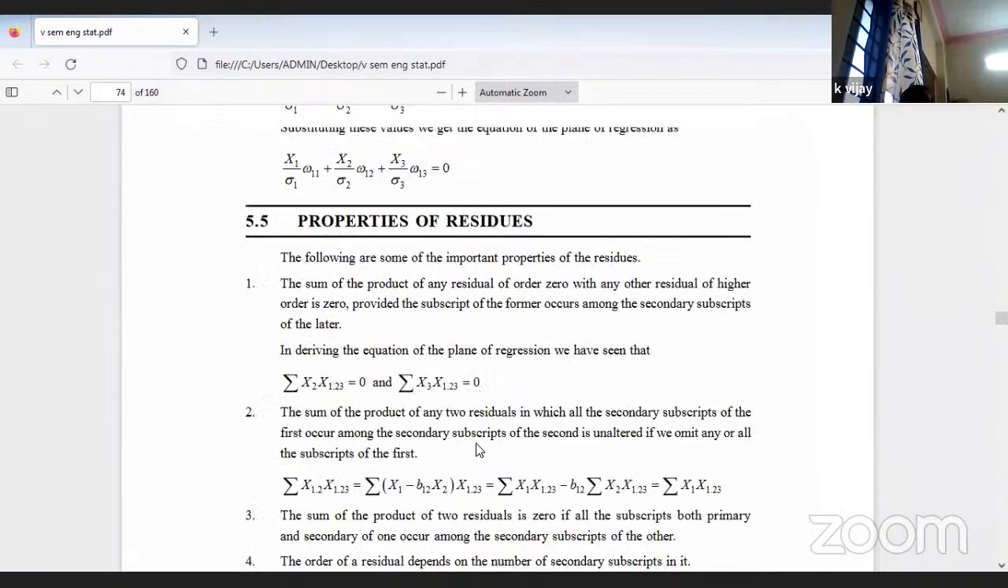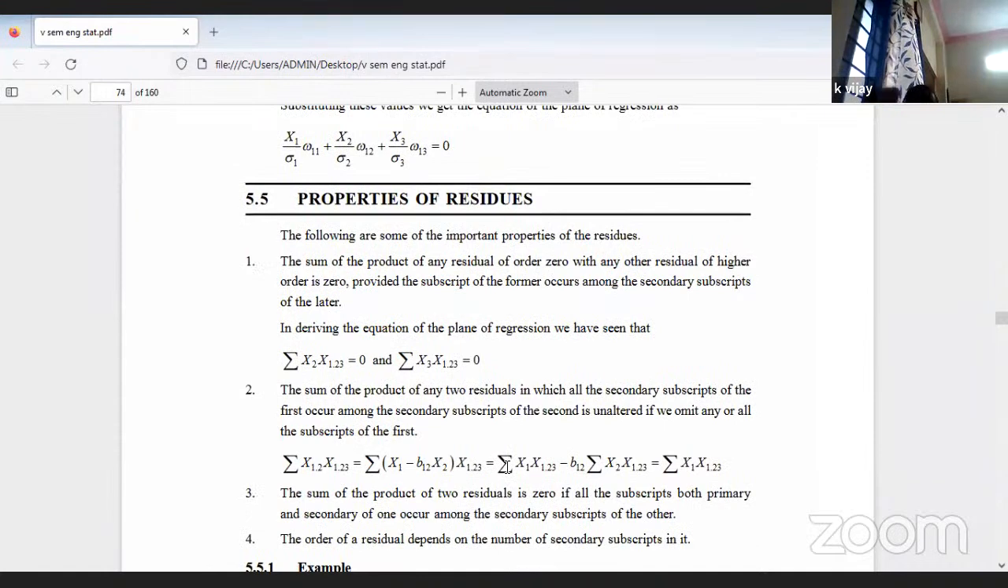I will show how it comes. Properties of residuals. The following are some properties of the residuals. The sum of the product of any residual of order zero with any residual of higher order is zero, provided the subscript of the former occurs among the primary and secondary subscripts of the latter. In deriving the equation of the plane of regression, we have seen that sigma x2 x1.23 is equal to 0 and sigma x3 x1.23 is equal to 0.